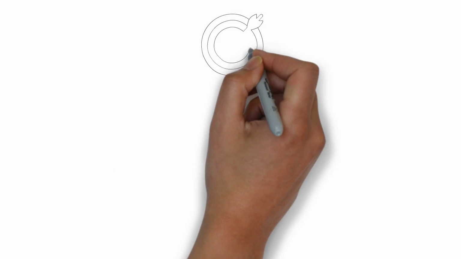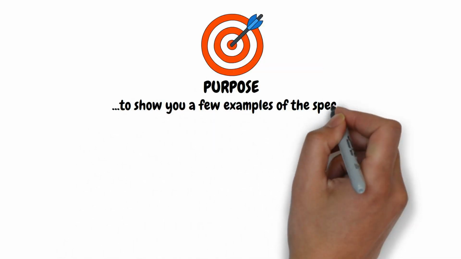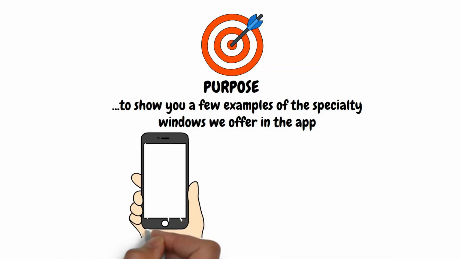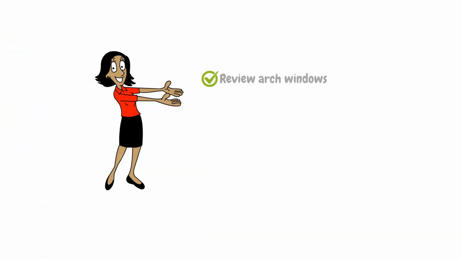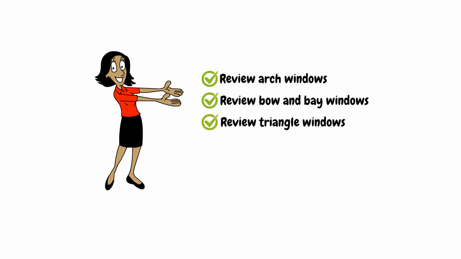The purpose of this session is to show you a few examples of the specialty windows we offer in the app to help you capture measurements even faster. Our agenda today is to review arch windows, bow and bay windows, and triangle windows.